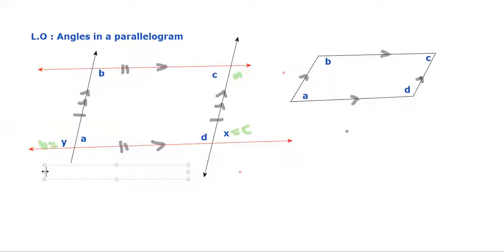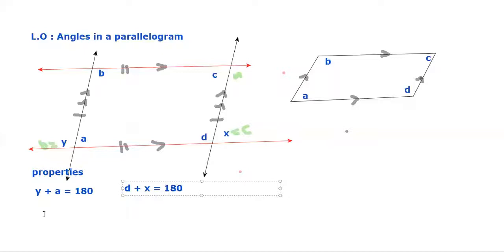Let me start with some properties now. These are the things that will help you solve. I won't go into deep proof, I'll just do a sketch proof. Y plus A equals 180, because they are linear pair. I know also that D plus X is equal to 180.